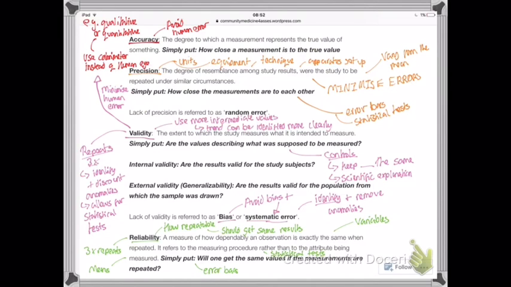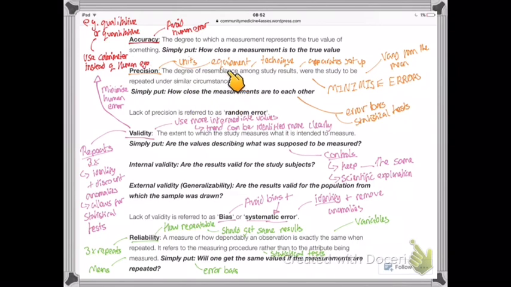Precision is often confused with accuracy, but precision is the degree of resemblance among study results when the study is repeated under similar circumstances. So how close are the measurements to each other? In my revision guide, precision means that precise results do not vary much from the mean. Precision is reduced by random error, the unpredictable way in which all measurements vary.